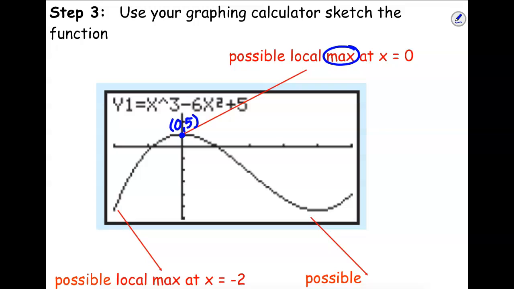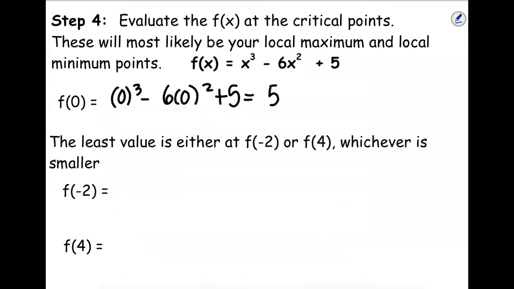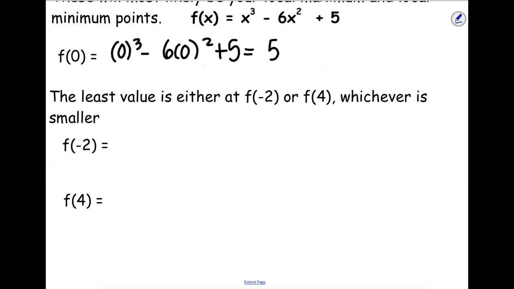And remember, we had those critical points. This was a critical point at x equals 0, and then we had a critical point when x equals 4. So if we go back, we want to find out those local minimums.